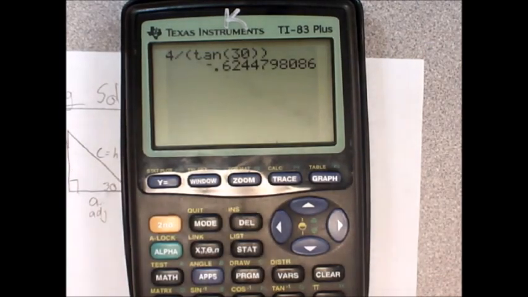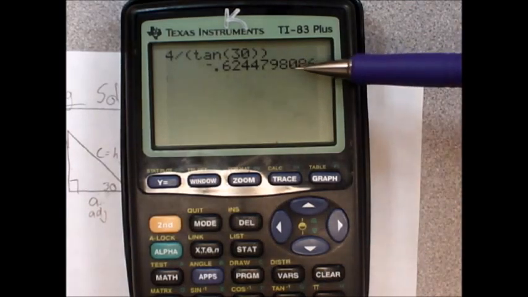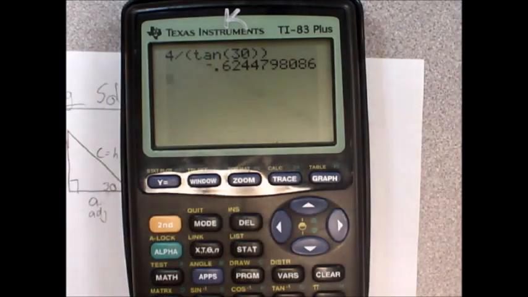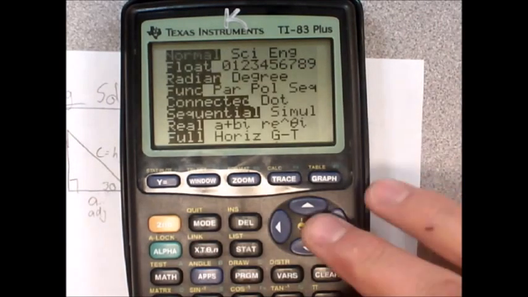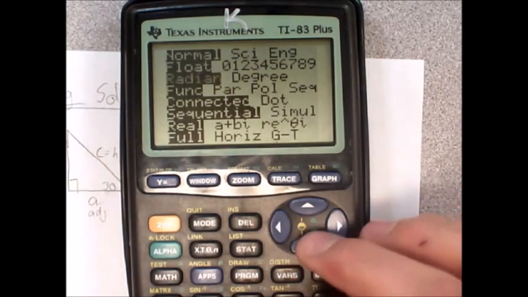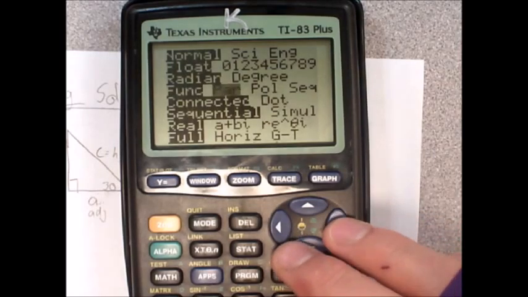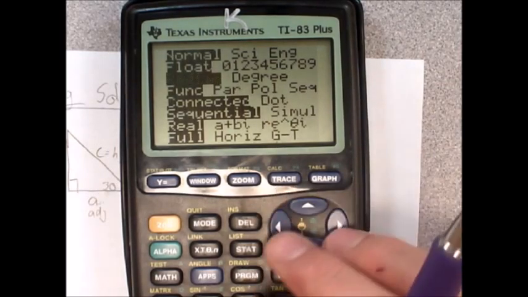Oh, I have a problem. We can't have a side length of a negative, correct? So before we start doing these, we need to make sure we're in the correct mode. This is a good test because this tells me that obviously that's not the correct answer. So go to mode. You're going to go down where it says radian or degrees, and we're going to put it in degree.